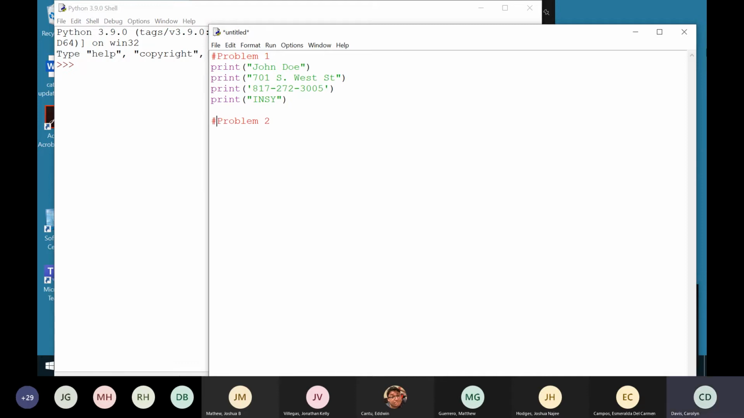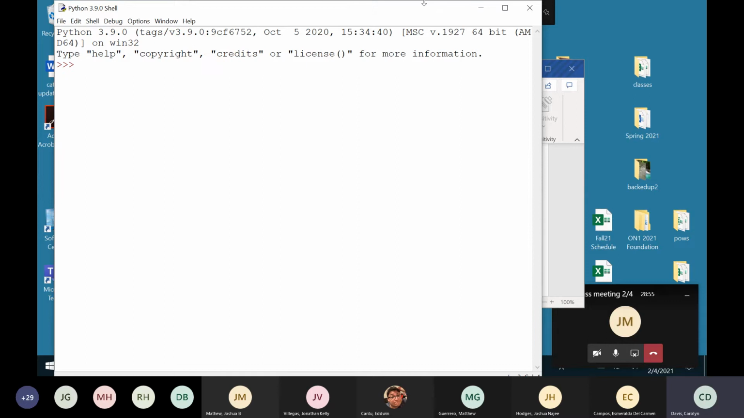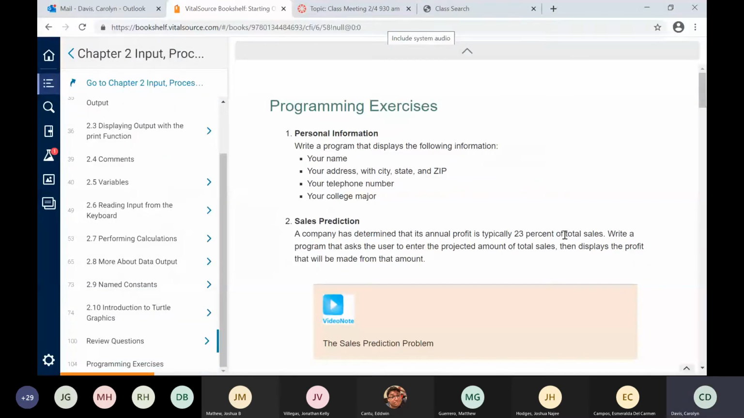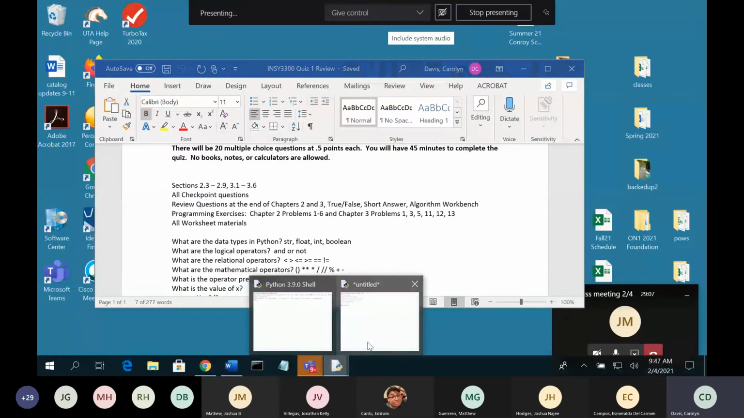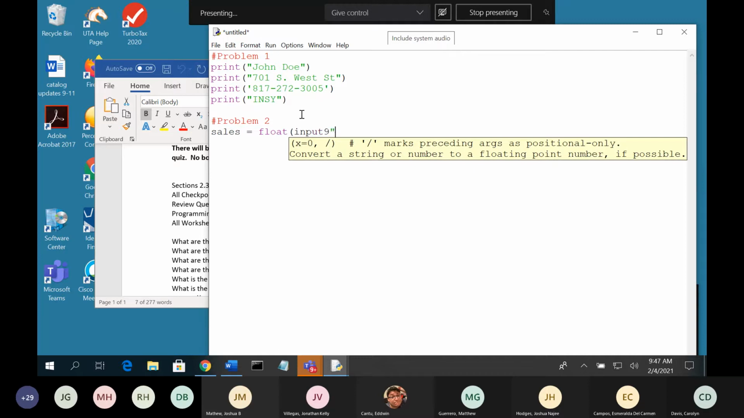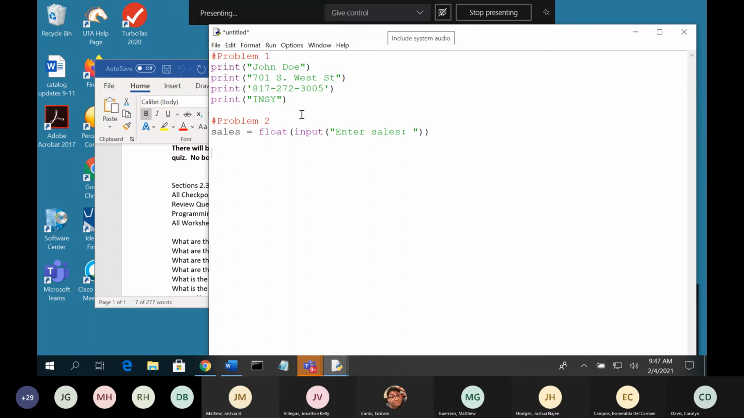All right, let's see what we're supposed to do for number 2. Sales prediction. Oh, 23% of sales. Boy, this looks familiar. Okay, we'll do it again. I'm going to read in sales. We're talking money, so it had to be float. And they say profit is 23% of that.